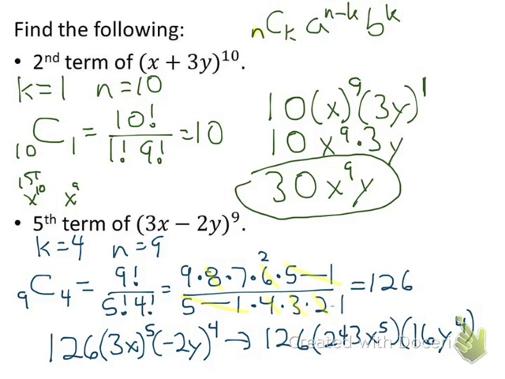So we have 126 times 243 times 16. Get a rather large term here. That's 489,888 x to the 5th y to the fourth.